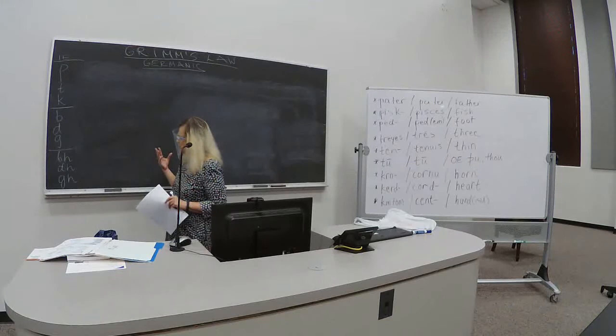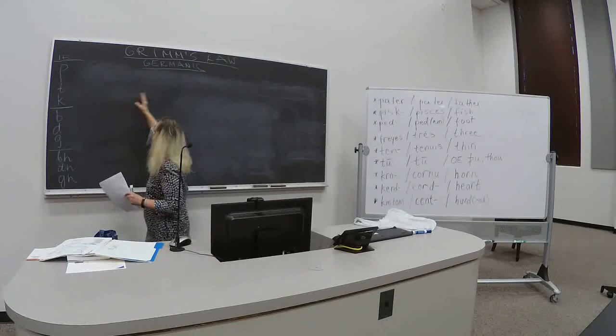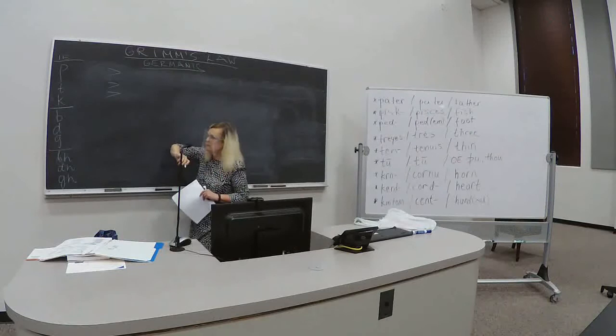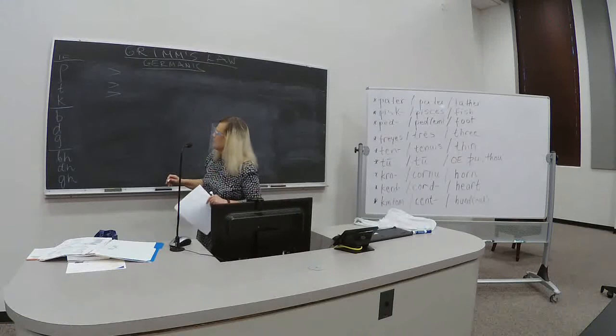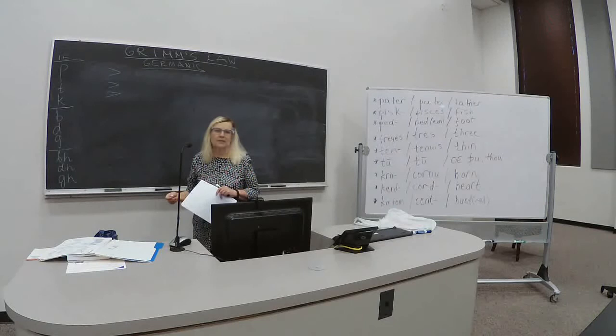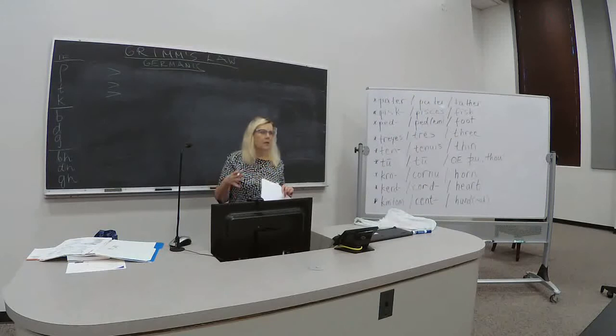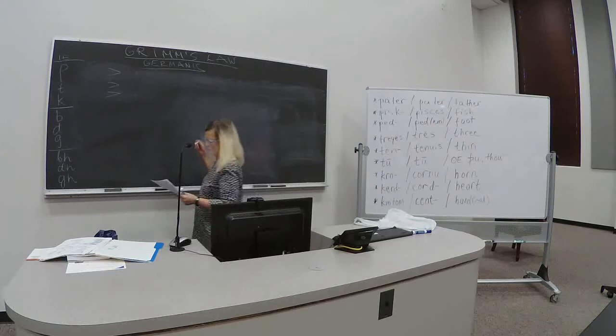but let's see what happened from Indo-European to Germanic. So this is the first change that happened in Germanic, only in Germanic, not in any other Indo-European languages. The p, t, k pronunciations changed to fricatives. Roughly homorganic, a similar place of articulation, the same voicing did not change, but they became fricatives.